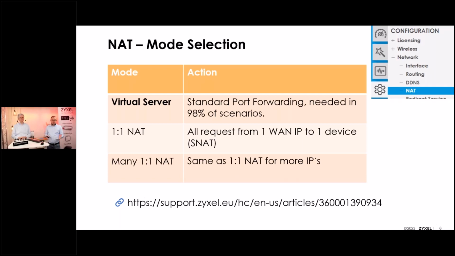After that, we have the one-to-one NAT, which means that if you have multiple public IP addresses on your WAN interface, you can pass through one of those public IP addresses from the WAN to one of your local devices. For example, if you have a standalone server in a DMZ and you want it to have its own IP address in the public network, you can pass one of your public addresses to said server.